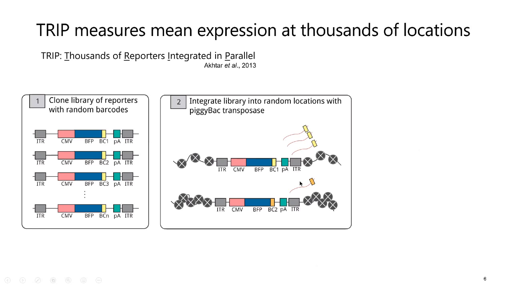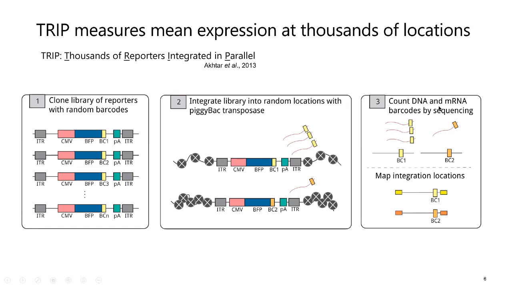Now you can imagine that a gene that's integrated into a more open chromatin region will probably give you more mRNAs, while a gene that gets integrated somewhere more closed, more repressed, will give you fewer mRNAs. Because each integration is uniquely barcoded, we can count the DNA and mRNA barcodes by sequencing. We can also map the locations of the integrations by associating the barcodes with their genomic region. And so we can get the mean expression of each barcode, and we know it at each genomic location.